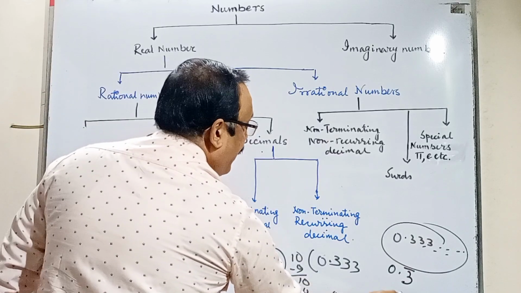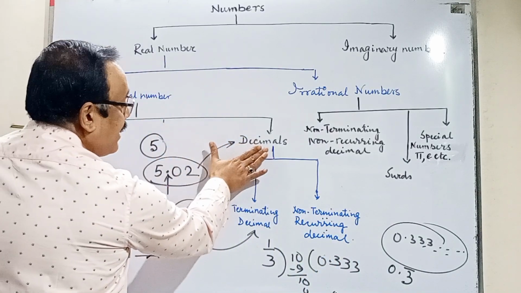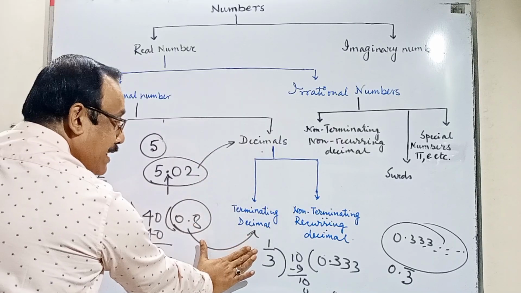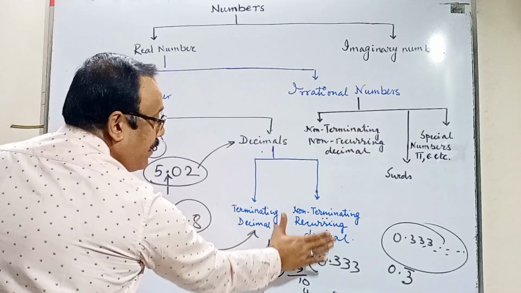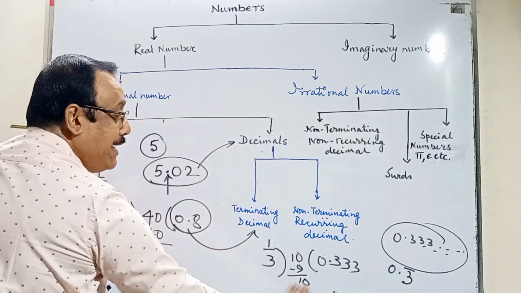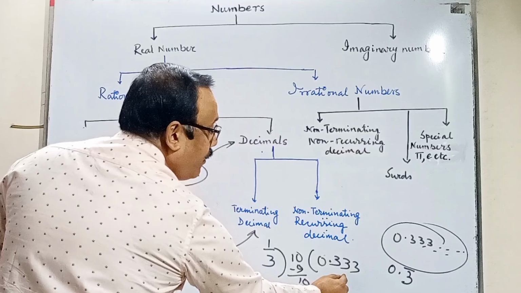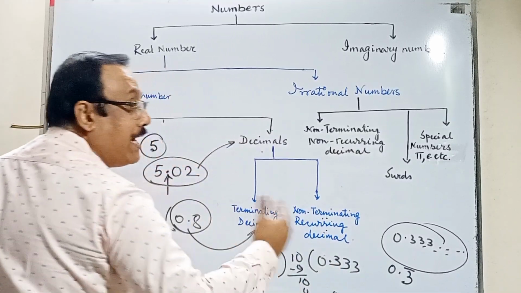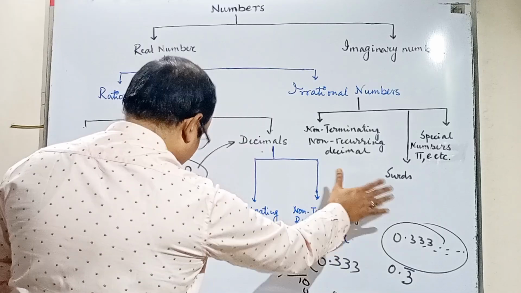This is also the way we write non-terminating recurring decimals. So as said, decimals can be expressed as terminating decimals, where the decimal has ended. In case of non-terminating recurring, the decimal has not ended, the division has not ended, it is continuing, and some particular digits in the quotient are continuously repeating. So this is a non-terminating recurring decimal.